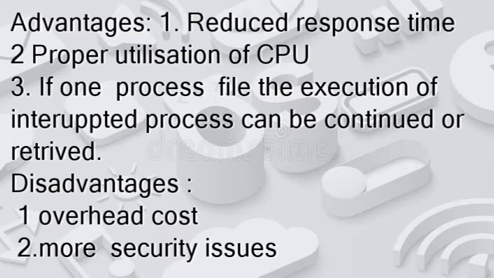Now what are the disadvantages of the multiprocessor operating system? Basically, number one, overhead cost is more. Number two, we have security issues. A security issue could be the coming of viruses or any other thing, or maybe data hampering, or anything that can happen with the help of a multiprocessor operating system. So these are the disadvantages of the multiprocessing operating system.